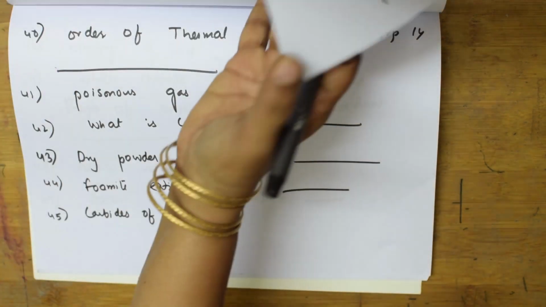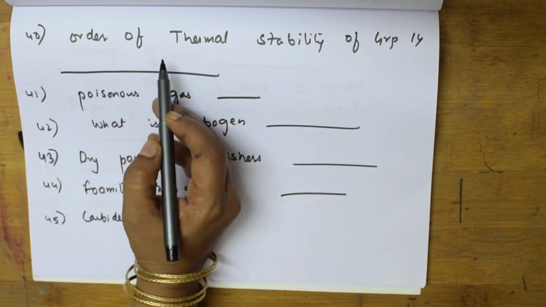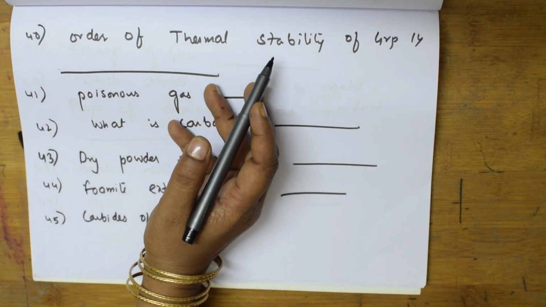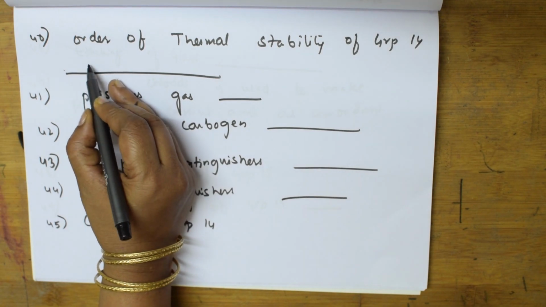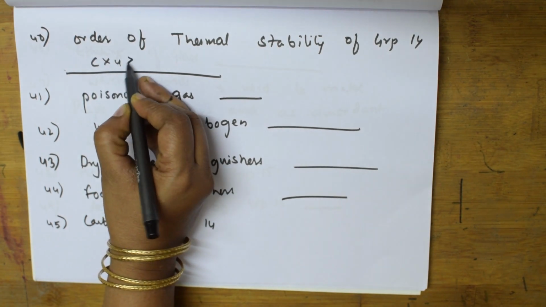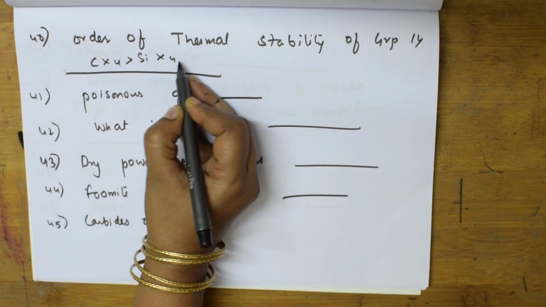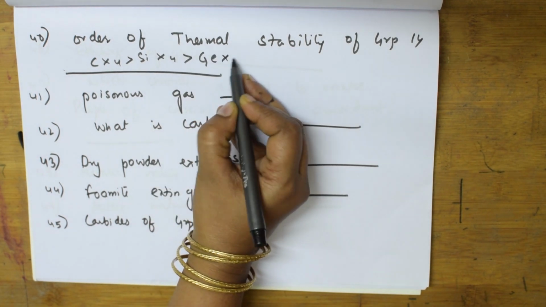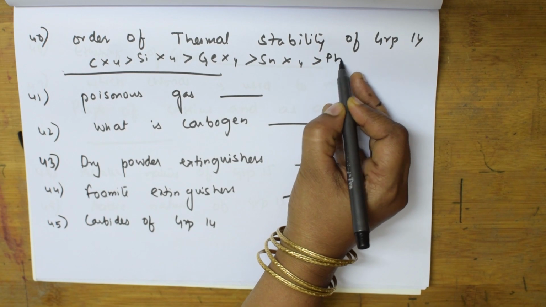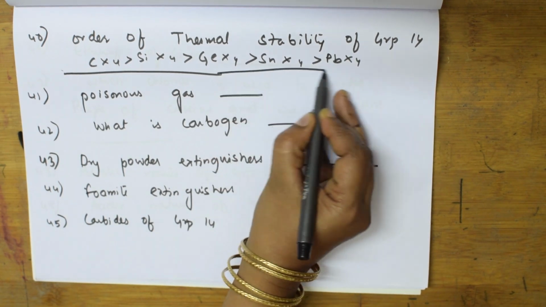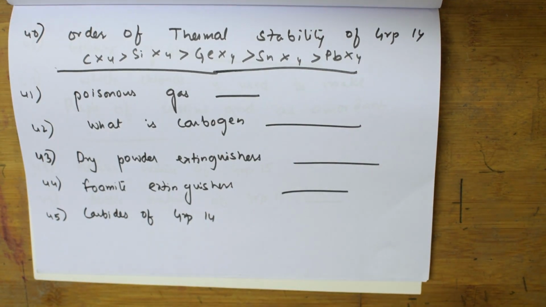Let us see the next question. 40th question. Order of thermal stability of group 14. Thermal stability, how do they respond to heat? The order is CX4 greater than SiX4 greater than GeX4 greater than SnX4 greater than PbX4. Right, so this is the order of thermal stability. Remember.